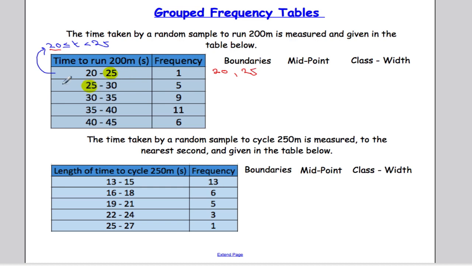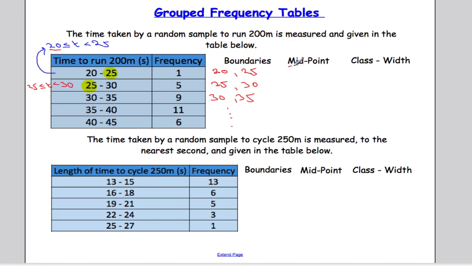The lowest bound here would have been 25, so it would have been 25 less than or equal to t, but less than 30. So the lowest bound would be 25, the highest bound would be 30, and so on and so forth. So we'd have from 30 to 35, etc. right the way down.